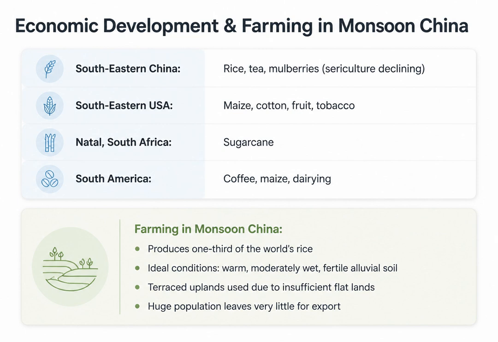Let's look closer at monsoon China. It produces a staggering one third of the world's rice. The warm, wet climate and moisture-retentive alluvial soils are perfect for paddy cultivation. Because flat land is scarce, farmers ingeniously terrace the hill slopes. However, despite the massive yield, China's huge population consumes almost all of it, leaving very little for export.